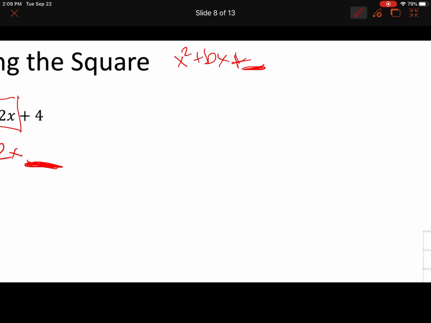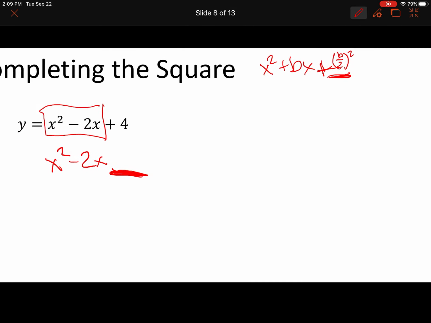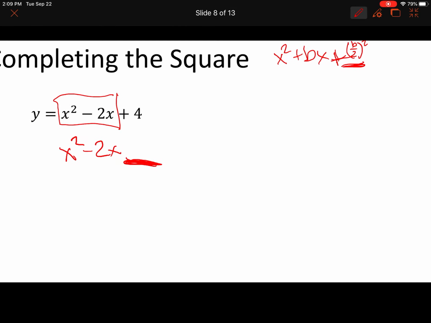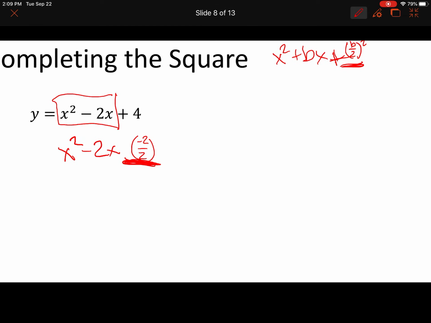You take b, and you divide it by 2, and then you square it. So for us, we're going to take b, which is negative 2, and we're going to divide it by 2, and then we're going to square it. So we can't just add things, we have to make sure that we're doing this right. So from here down to here, that's going to help us figure out what we need to add there. So x squared minus 2x, and let's figure this out. Negative 2 divided by 2 is negative 1, and then when I square that, that gives me plus 1.